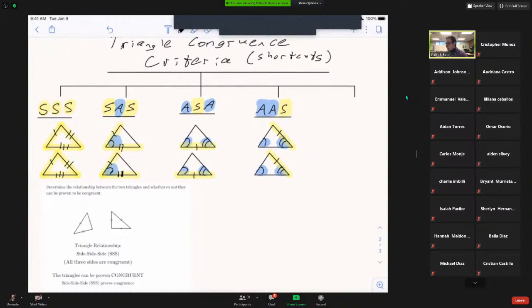And then there's one last one, and this one kind of breaks the pattern. We call this last one HL. First of all, it's weird because it only uses two letters instead of three. And that's because it specifically requires a specific third piece of information, and that is it has to have a 90-degree angle.